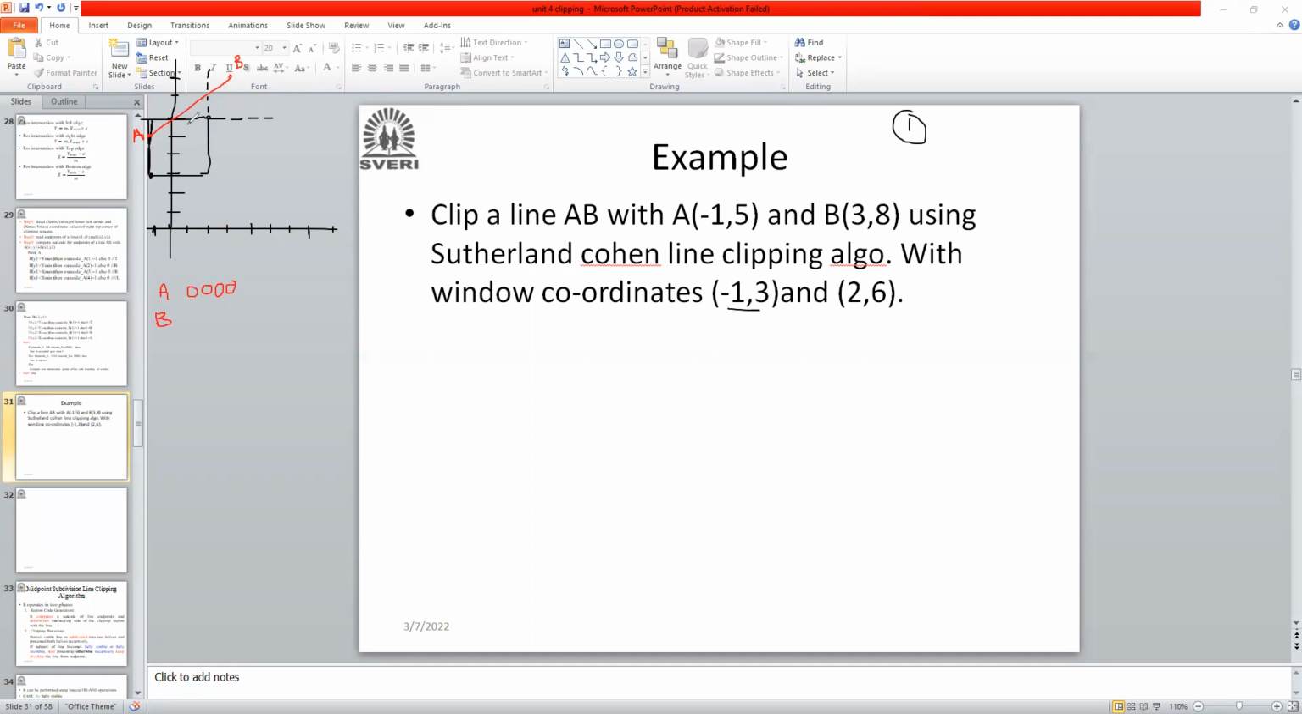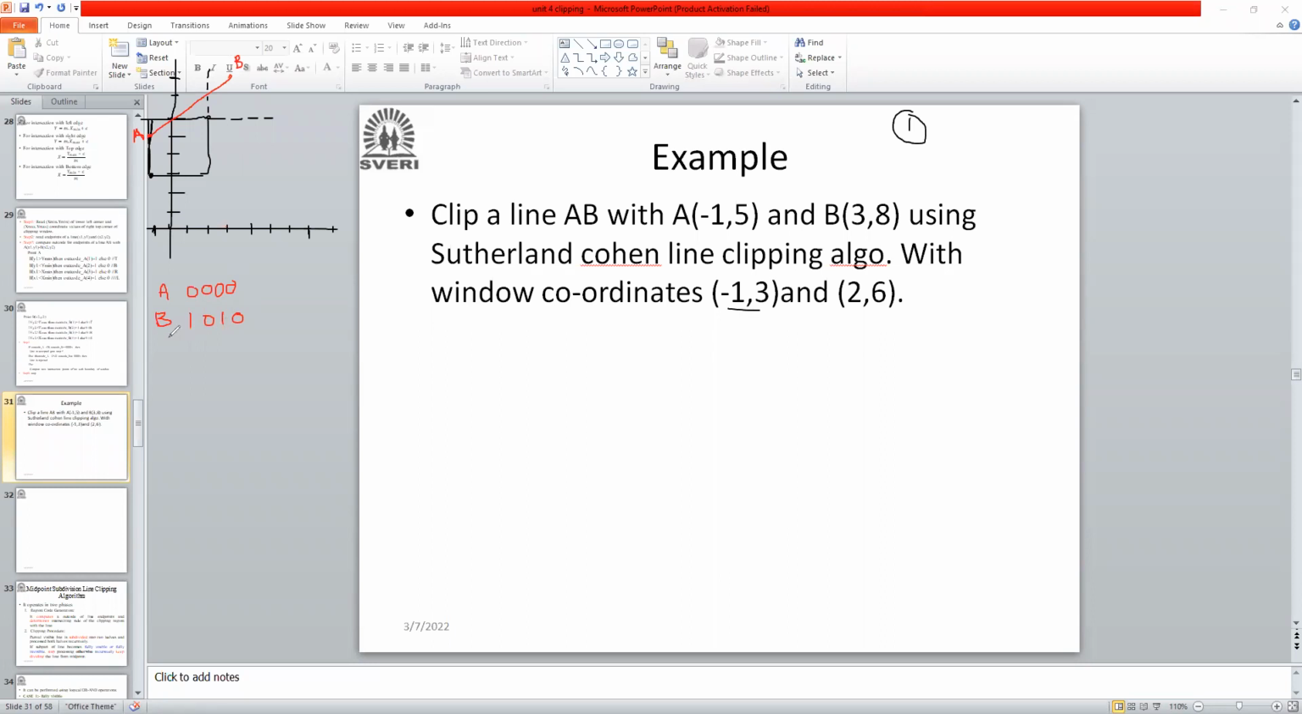Now can you tell me in which region this B is present? This is your window region with end code 0000. Now here the point B is lying over here. Can you tell me the end code of point B? 1010. Right. So it is on the top as well as on the right. So 1010. Top indicates this one and right indicates the third one. T, B, R, L. Top, bottom, right, and left. So top and right have end code 11, and bottom and left have 00.